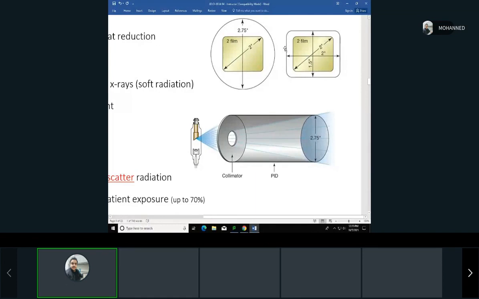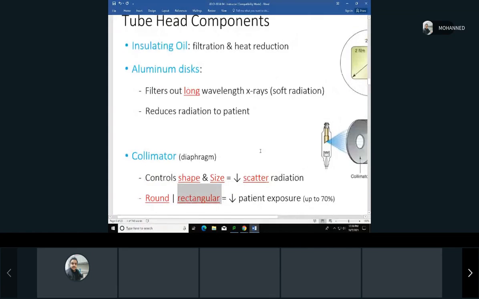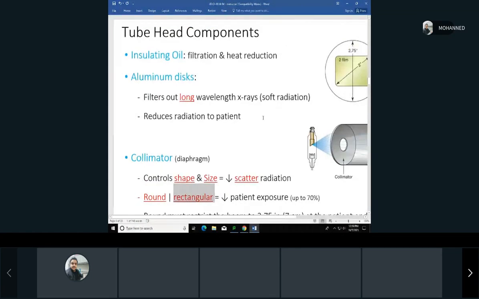But the problem with the rectangular one is that it's hard not to miss the x-ray. You'll have a lot of cone cuts and a lot of missing parts, because you have to really aim it well. Right now, you're aiming the X-rays, and you're already seeing how sometimes it's not easy. So with a rectangular collimator and PID, it will make it harder for you to shoot the X-ray correctly, but at the same time, it exposes the patient to much less exposure, up to 70% less, if you're using the rectangular collimator and rectangular PID.